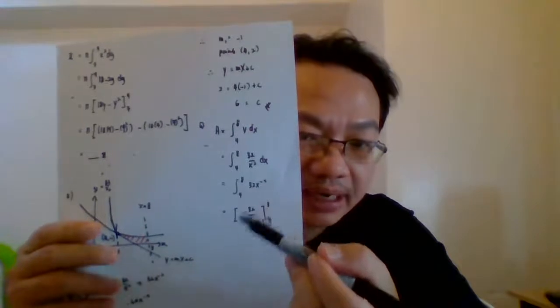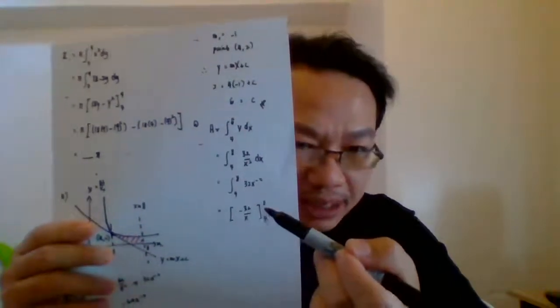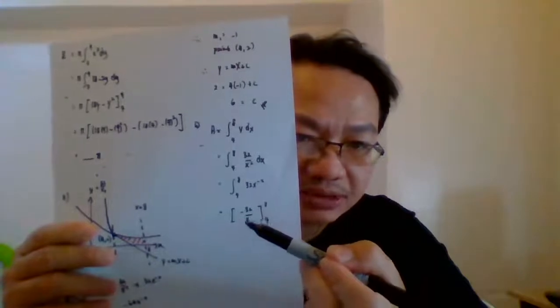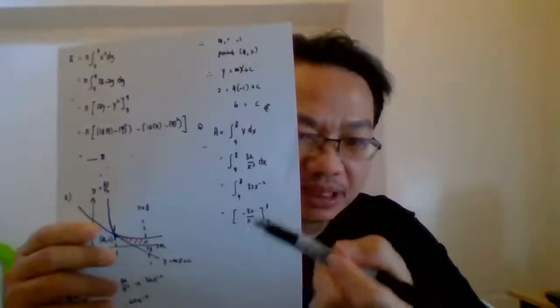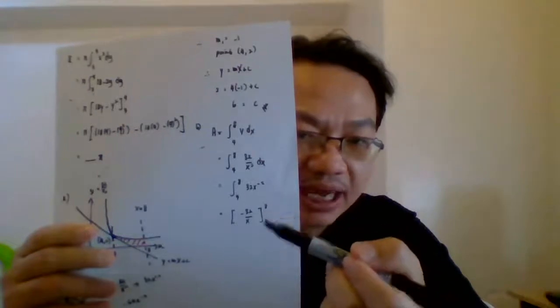Okay, so 32 over negative 1 becomes negative 32 x to the power of negative 1, and then we simplify x to the power of negative 1, bring it down, so it becomes 1 over x. It's become simplest. So we substitute 8 and 4 into this equation, and you get the final answer, the area underneath the curve. This is 32 over 8 minus 32 over 4.